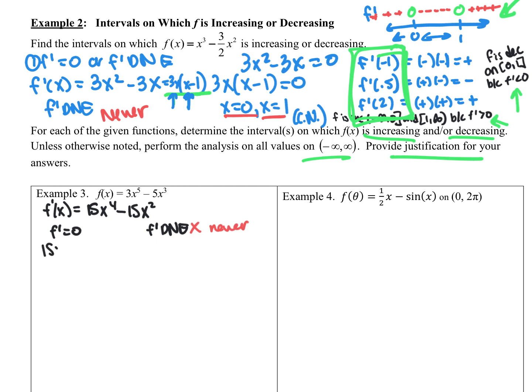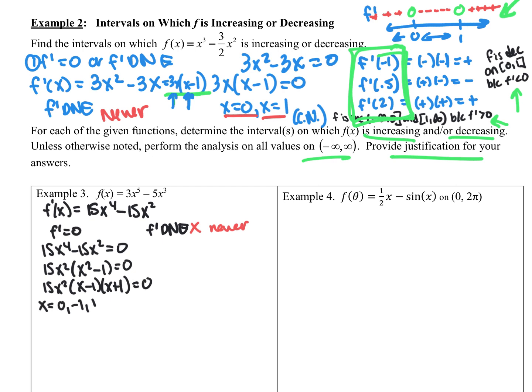So we'll take 15x to the 4th minus 15x squared. Set it equal to 0. We'll factor out 15x squared. That'll leave us with x squared minus 1. So this will be 15x squared times x minus 1, x plus 1. So where the derivative is 0 is 0, negative 1, and 1. Okay, those are our critical points.